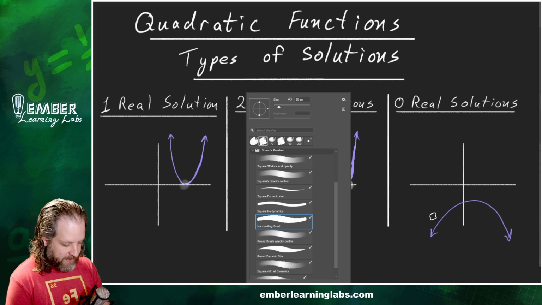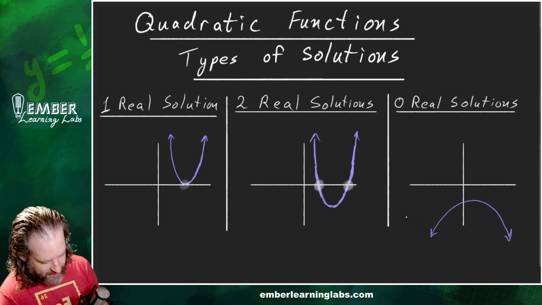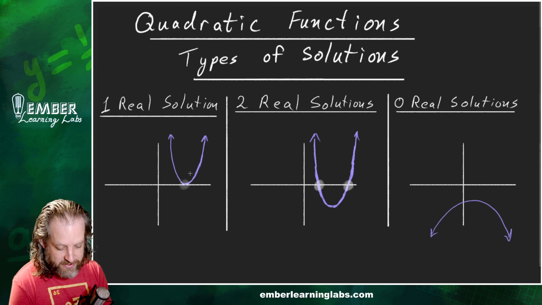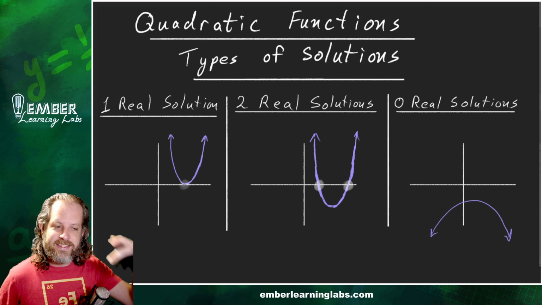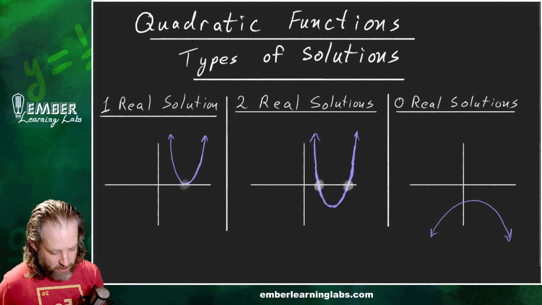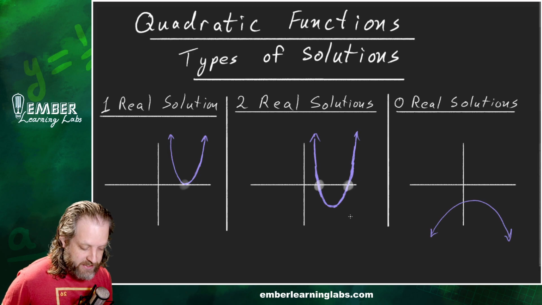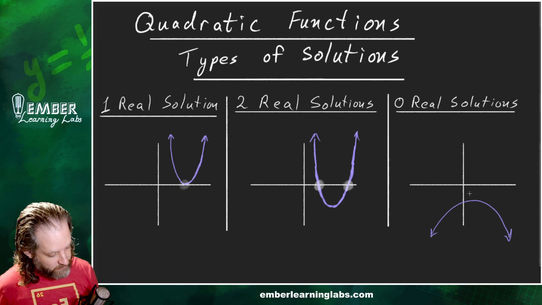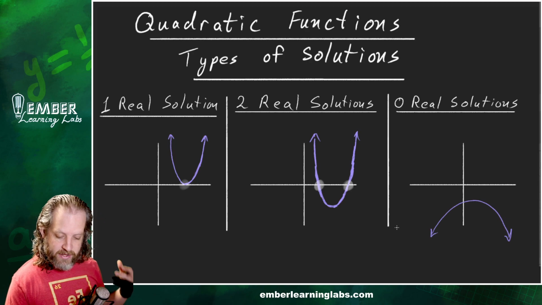In this case, the quadratic, this purple thing, crosses the x-axis once. It just barely goes down and kisses that x-axis, and so that is the only solution. This one crosses it twice, right? Because the vertex is below the x-axis and it's going up. This one never crosses the x-axis, so it doesn't have any solution. So let's look at solving these by graphing.